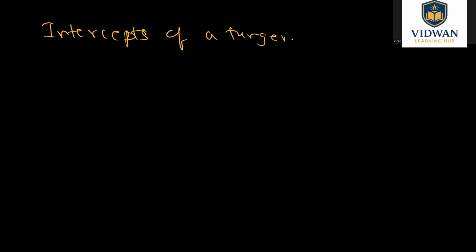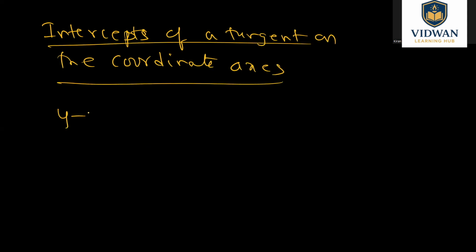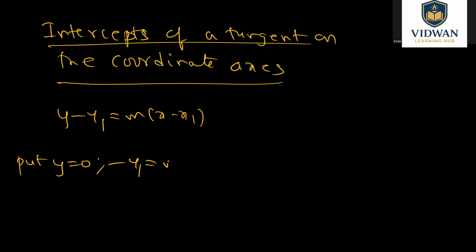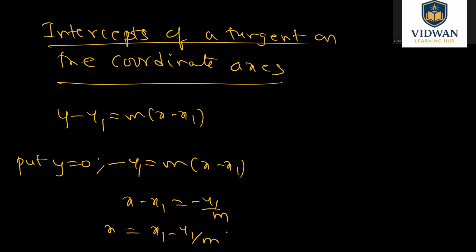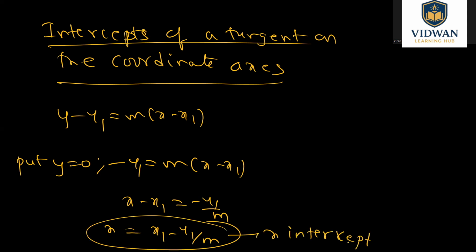Now, suppose you have to find the intercepts of a tangent. Intercepts of a tangent on the coordinate axis, you may require it in some questions. So how do you find the intercepts of a tangent on the coordinate axis? If the tangent is y minus y1 equal to m into x minus x1, put y equal to 0, then you'll get minus y1 is equal to m into x minus x1. You'll get the x-intercept from here. So x minus x1 is minus y1 by m, so x is equal to x1 minus y1 by m. So this is the x-intercept. And when you write the length of the intercept, you can write a modulus.